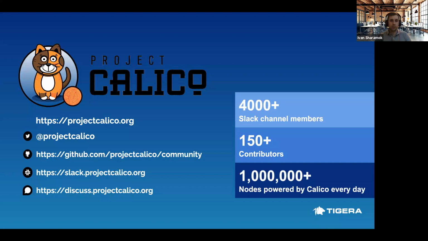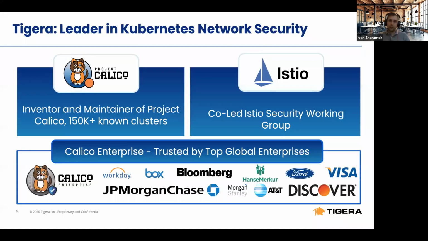There are several channels that are used to communicate with Calico and the Calico community. We have close to 5,000 people in the Calico users Slack channel. We have over 150 active contributors to the project. Here's an example of a few of our customers that use Calico. You can see that there are companies in the fintech sector, as well as the manufacturing sector.